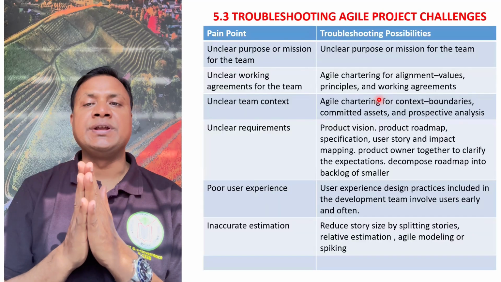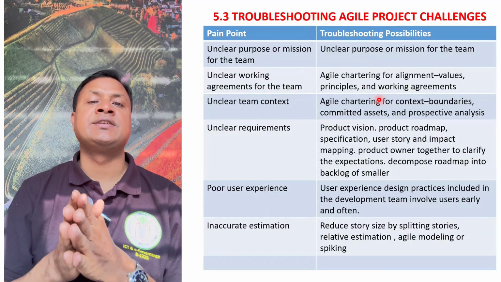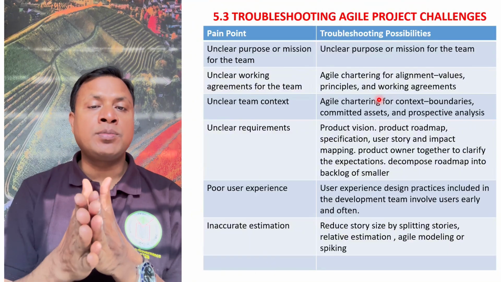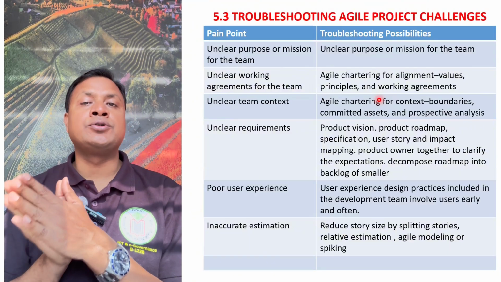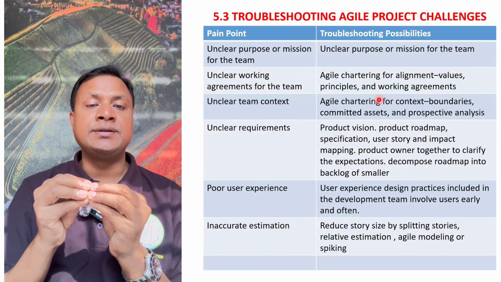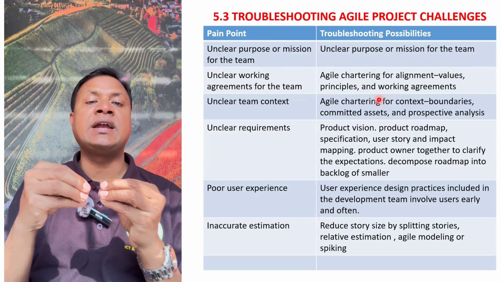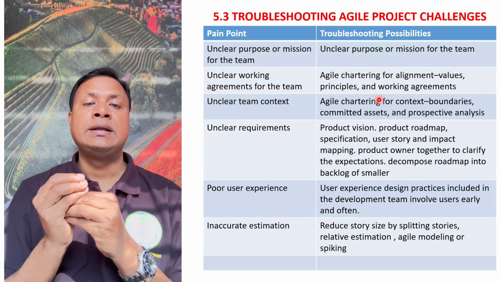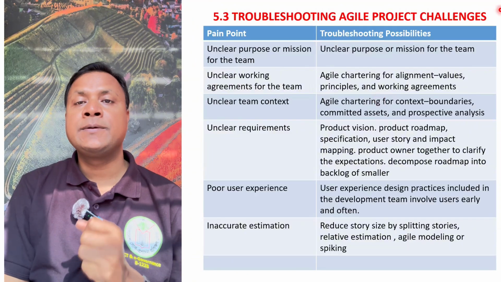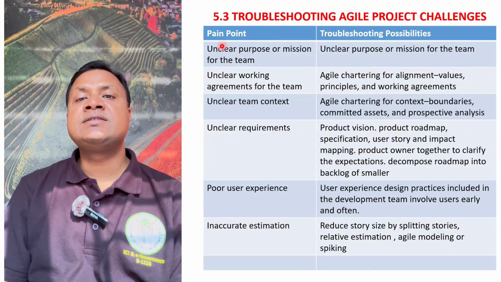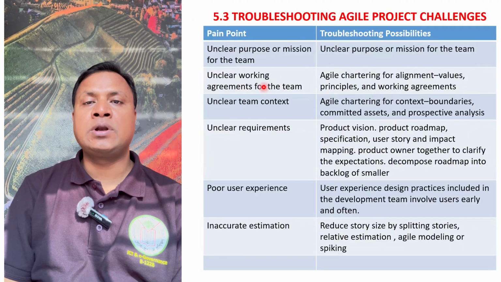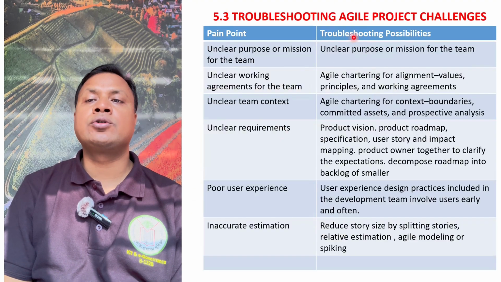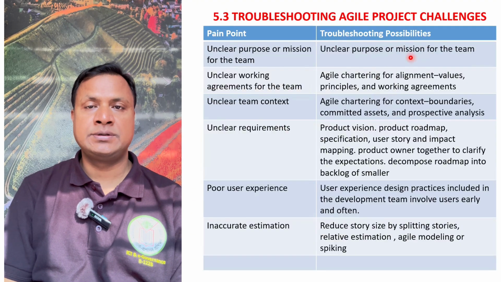Now 5.3, troubleshooting agile project challenges. In this part, we will tell some problems and we will give some solutions. So in reality, you will face many kinds of pain points and need to know how to address them. So focus on the slide I'm showing you. This column is pain point and this column is called solution or troubleshooting possibilities.